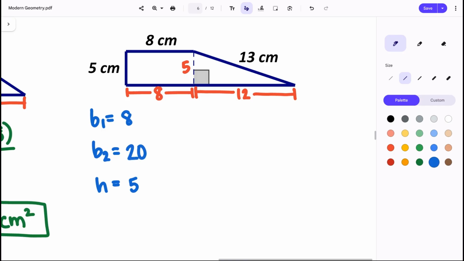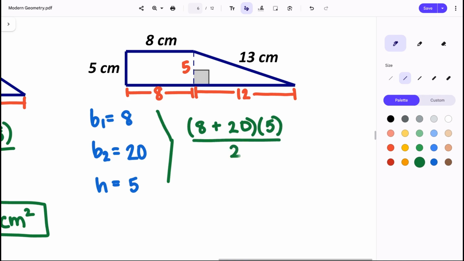Good, it's 20. So now let's plug this into our formula. So what's that going to look like? Good. 8 plus 20 times 5, all over 2. So go ahead and take a minute to do that and tell me what you get. Good. You get 70 centimeters squared. Good. Any questions about trapezoids?